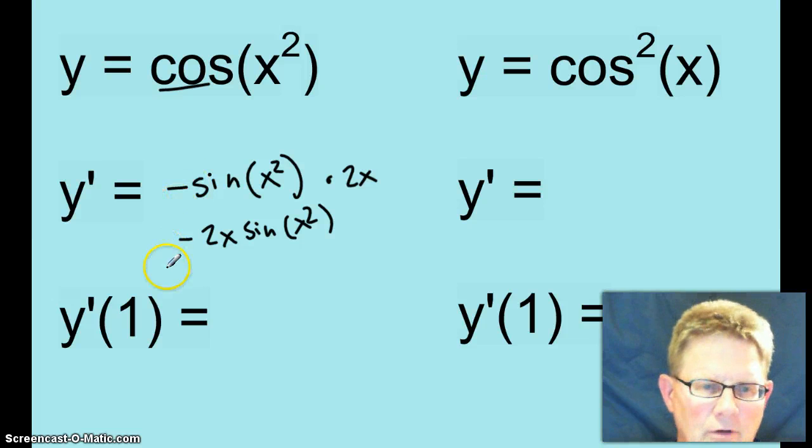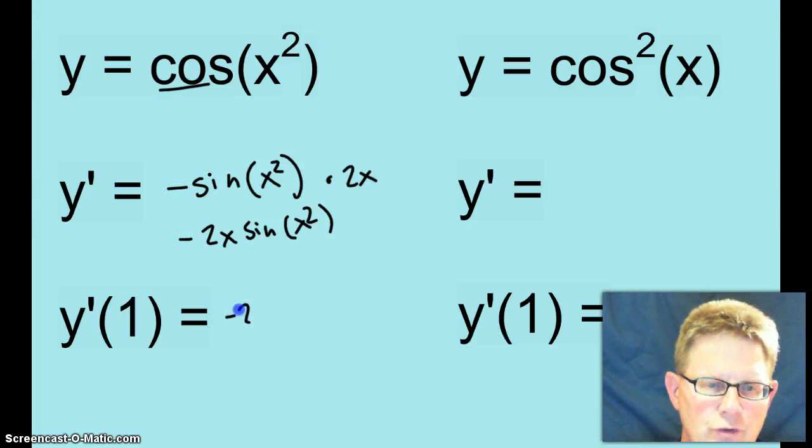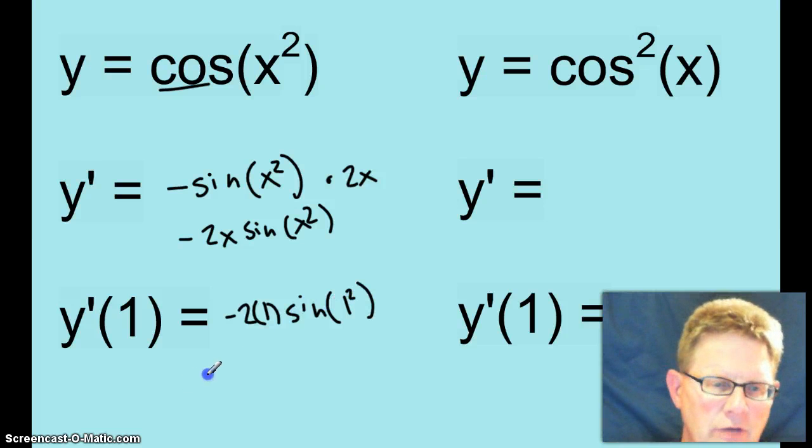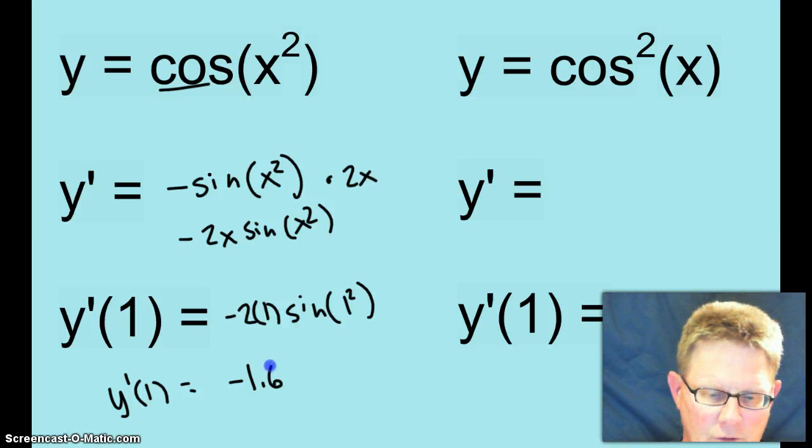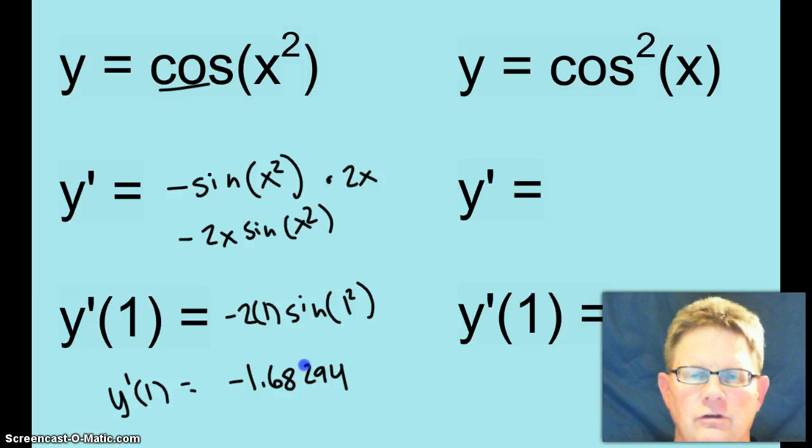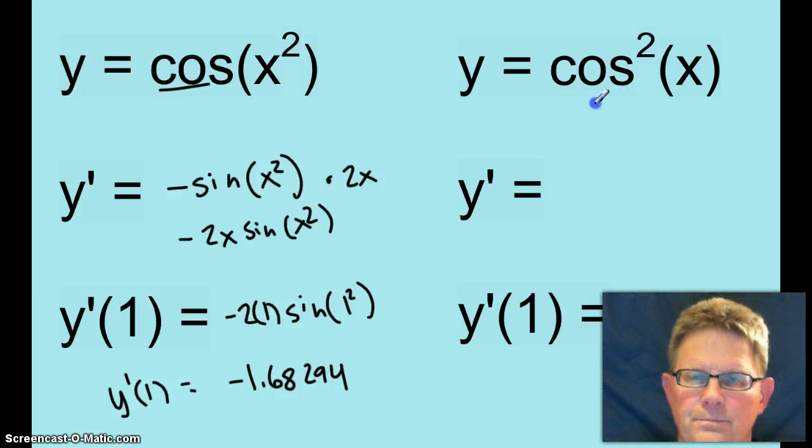So y prime of 1 is negative 2 times 1 times the sine of the expression 1 squared. Make sure your calculator is in radians, and y prime of 1 equals negative 1.68294. Alright, let's go ahead and evaluate this one now.